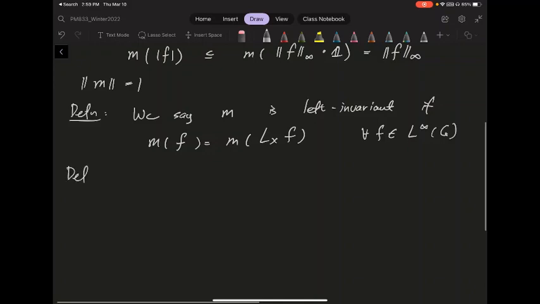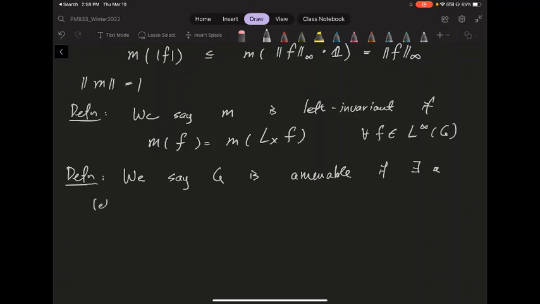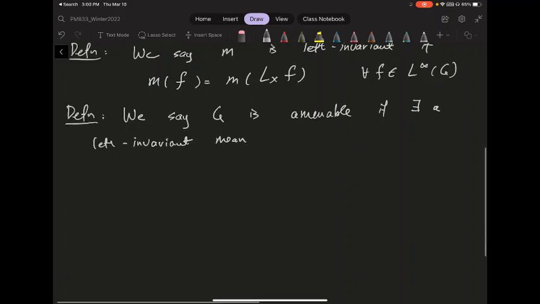So here's the first definition of amenability. We say this G is amenable if there exists a left invariant mean. Okay, so just the existence of one is sufficient for amenability. All right, so first of all, let's observe a few things.